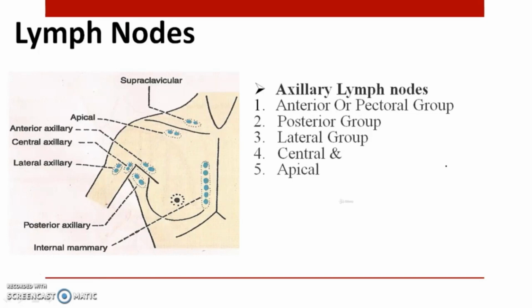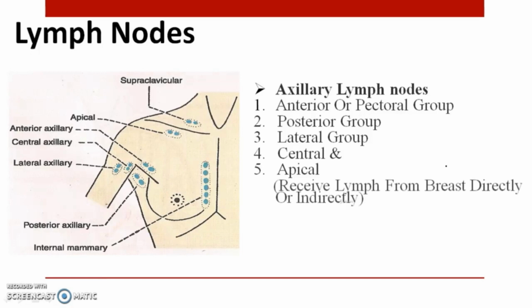So if you are seeing in the picture, we have apical lymph nodes, which are seen above, just near to the clavicle region. Then we have central axillary lymph nodes in the axilla center region. Then we have lateral axillary and anterior, which is seen near to the pectoral part. Then we have posterior axillary lymph nodes seen near to the posterior axillary fold.